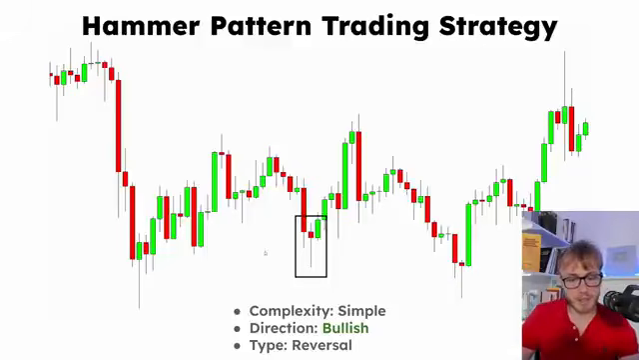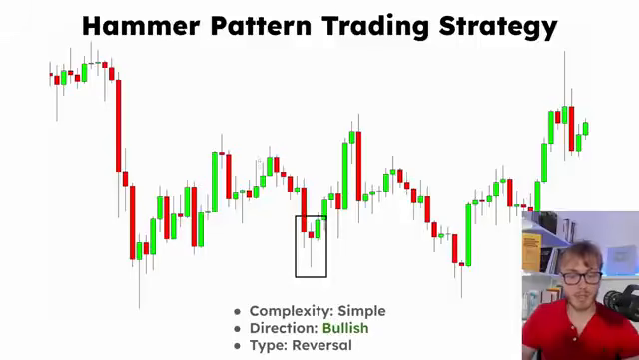But what you can see, first of all, is that we do have a small real body. And you can also see that the lower wick of this pattern is clearly more than twice the size of the real body. But what makes this pattern a bit shaky here, or some people might not consider this a hammer, is that the upper wick here is pretty long. But in my opinion, I would probably still consider this a hammer because the lower wick is so much longer compared to the upper wick. So this could still be considered a hammer.